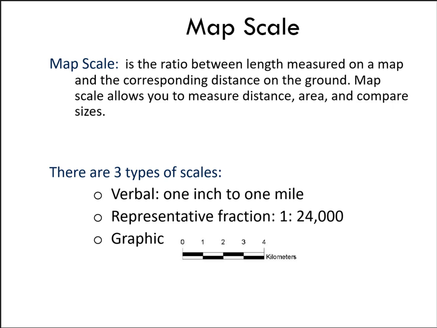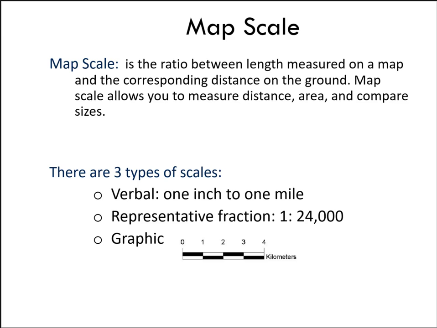It's always 1. And the final is the graphic scale, and it uses a line marked off in graduated distance, such as feet, meters, miles, kilometers, as in this example. Of these 3 different types of scales, this is the only one that remains correct when a map is going to be reproduced at a larger or a smaller scale.